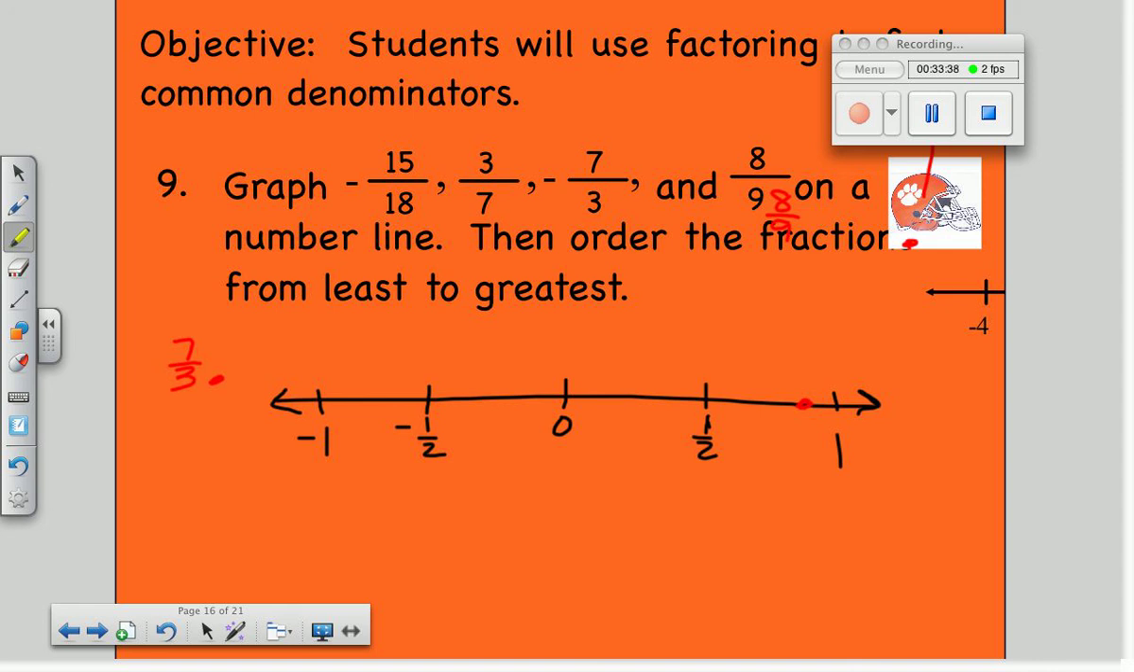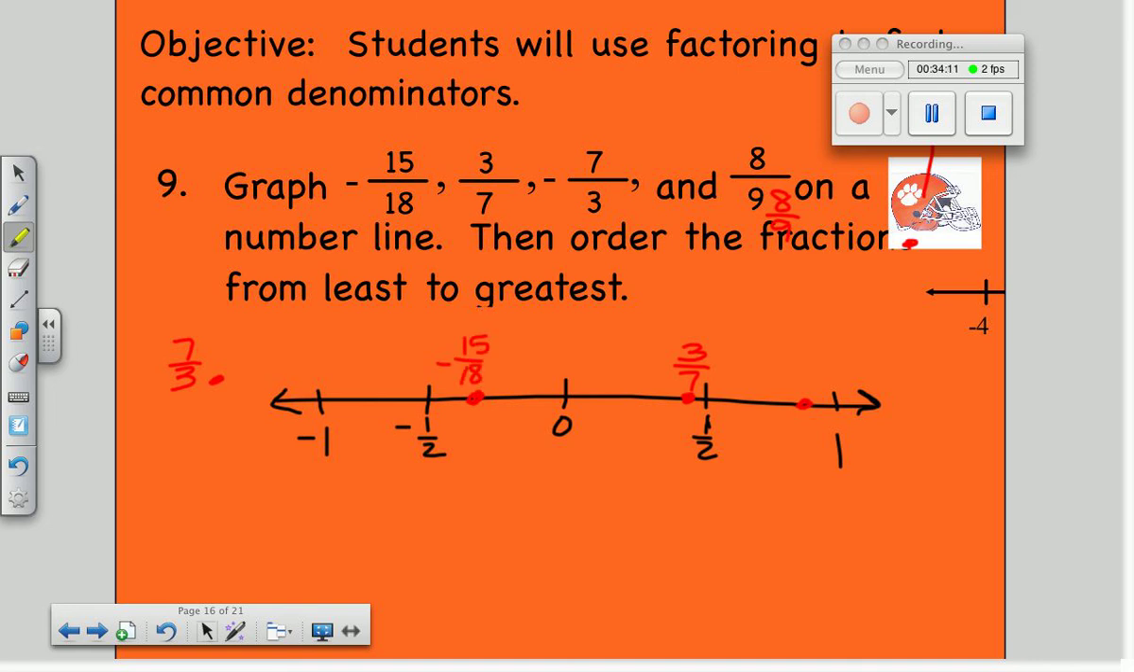3/7 is positive, and it's about a half, because half of 7 is 3.5. So it's super close to a half, just a little bit less than a half. So it's going to be over here, 3/7. And 15/18. What's half of 18? 9. So 15/18 negative is also close to a half, right? It's a little bit more than a half. So it's going to be over here, 15/18. Okay?